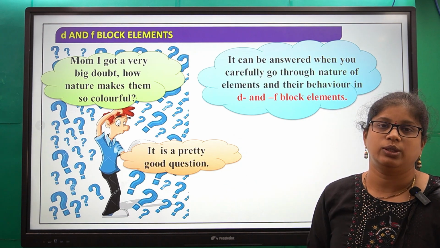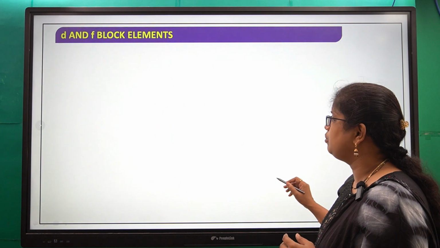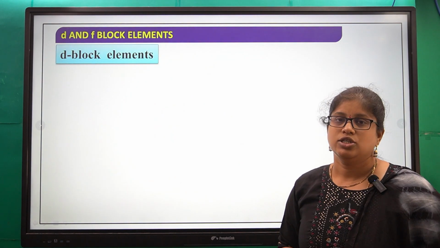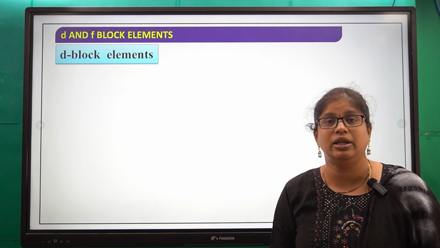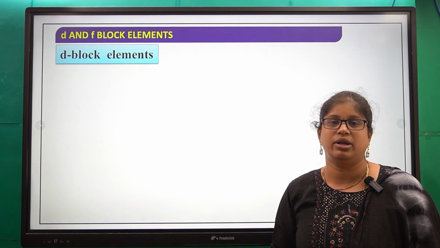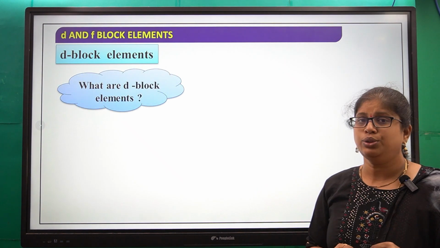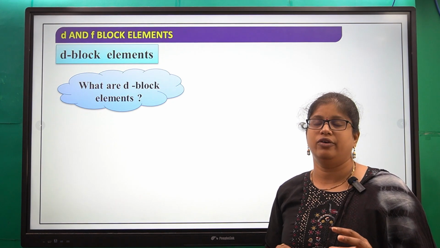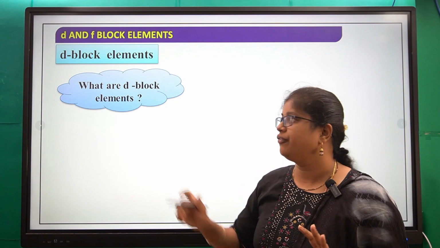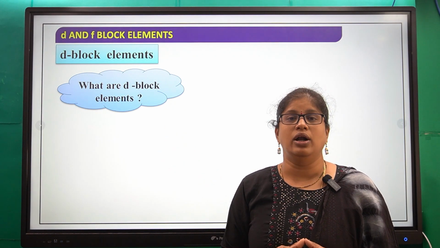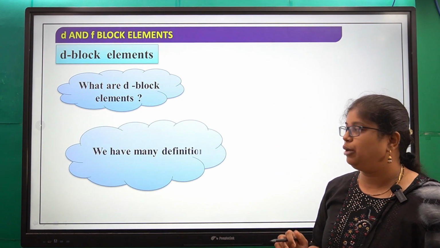So to know that, we will learn first about the D block elements. In the 11th standard, in the previous class, we already learned about the periodic classification of elements, right? If you clearly observe the periodic table, we know that it is divided into 4 blocks: S, P, D, F. In that, which elements are called D block elements? What are the D block elements?